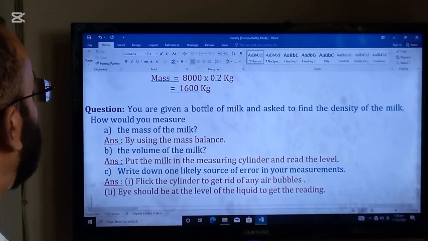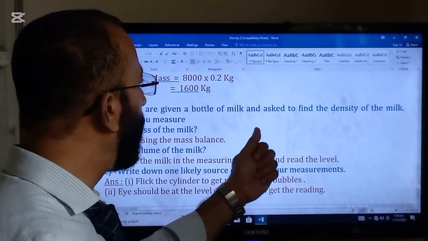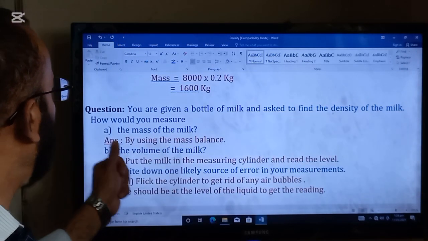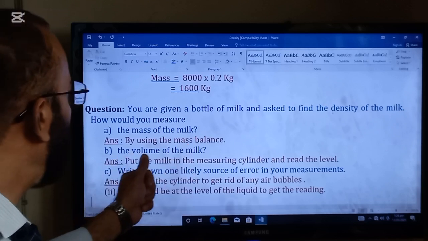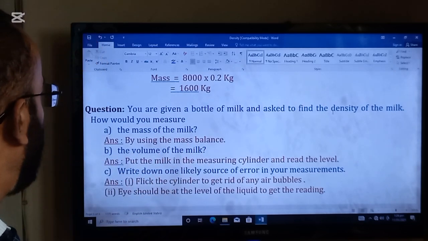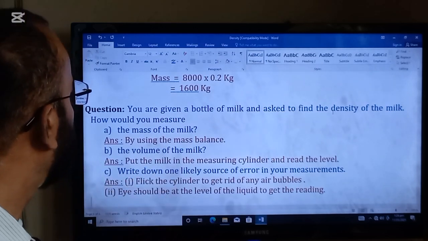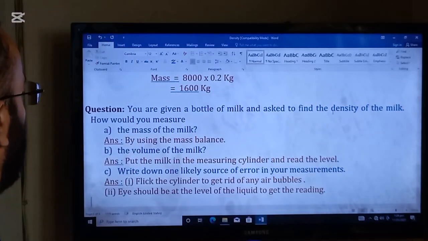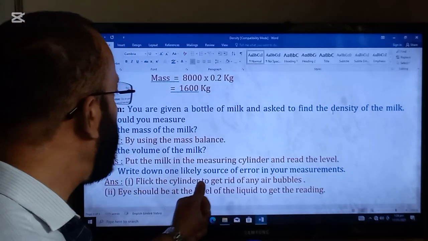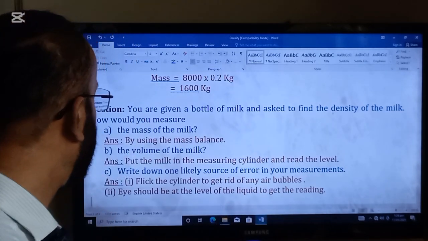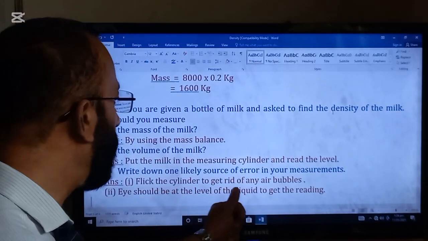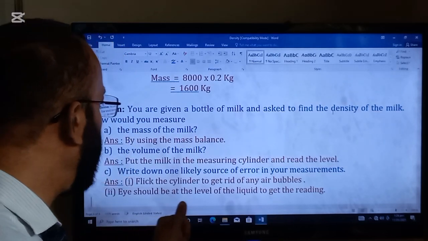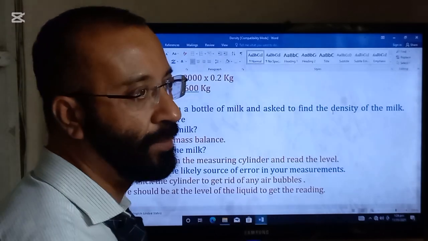And another question is here. You are given a bottle of milk and asked to find the density of the milk. How would you measure part A, the mass of the milk? By using the mass balance. The second requirement is the volume of the milk. The answer is put the milk in the measuring cylinder and read the level. The last requirement is to write down one likely source of error in your measurements. The answer is to flick the cylinder to get rid of any air bubbles. And the second precaution is that my eye should be at the level of the liquid to get the reading.